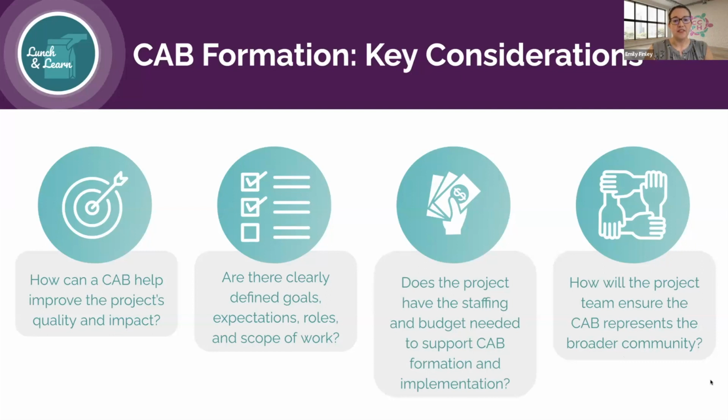So third, does the project have the staffing and budget needed to support CAB formation and implementation? This is really important. Securing funding and resources ahead of time is really critical to sustaining a board in the long run. Things you might include in a budget plan are staff members dedicated to CAB administration and communications, stipends for your CAB members, budgets for food, transportation, and childcare, depending on the members' needs, budget for space rentals and materials, and do your CAB members need computers or other special equipment in order to do the work?